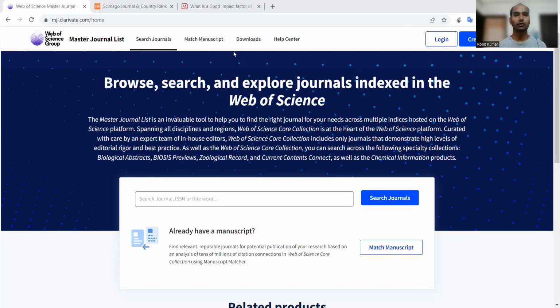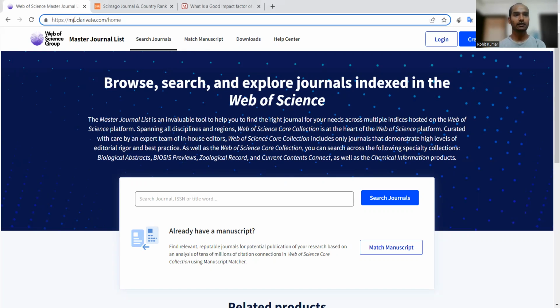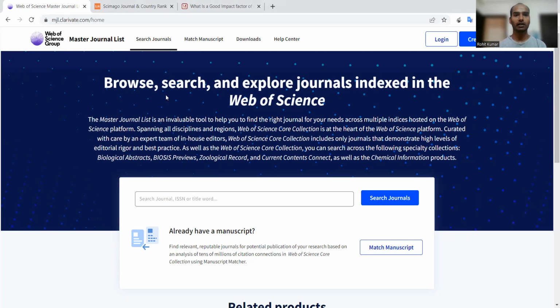So if you want to know how to find this, or if you don't know, then I'm telling you that you need to go to this Clarivate site, and here you can see it is the Master Journal List of Clarivate. So here you can browse, search and explore the journals. And in this Web of Science list, if you want to search anything, for example, if I put the Sensors journal.